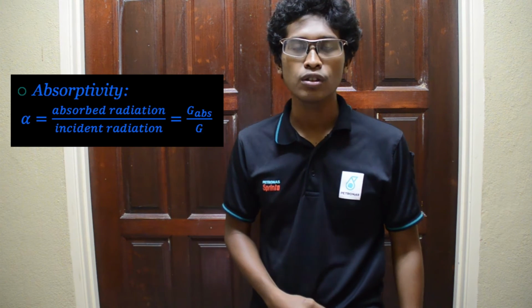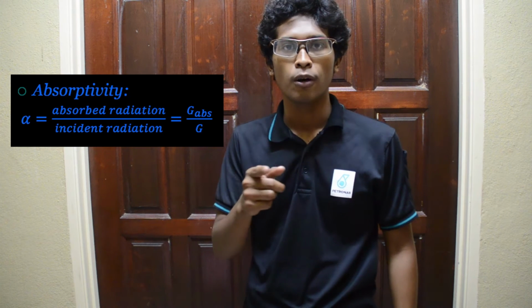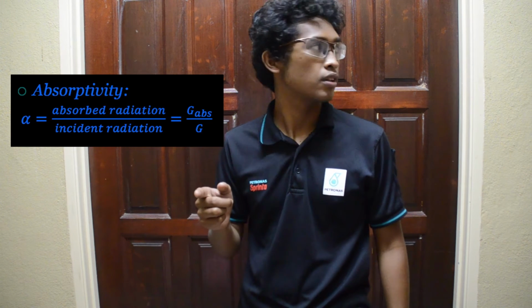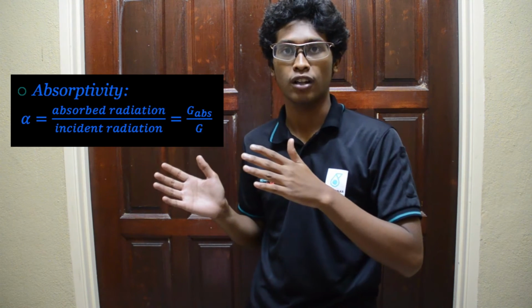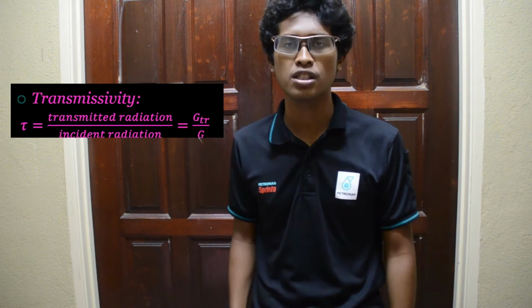Okay. Second, for the absorptivity, alpha. Alpha equals absorbed radiation over incident radiation. Absorbed radiation means the radiation that is absorbed by the substance. So, absorbed radiation over incident radiation will give alpha, the absorptivity. Okay, understand? Okay. The last one is transmissivity.